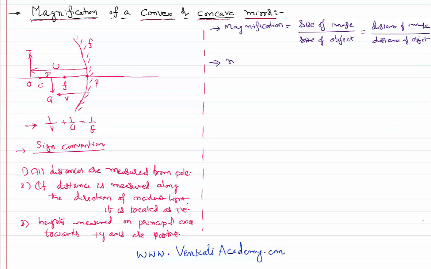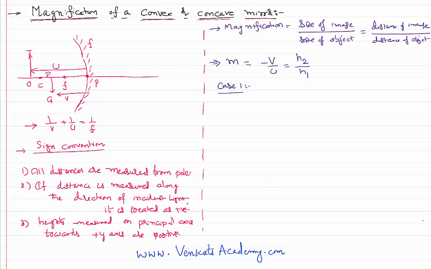So if you write a little carefully, magnification is minus v by u, that is height of the image by height of the object, where h2 I am treating as the height of the image, and h1 I am treating as the height of the object. I have applied a negative sign. Let us understand what's the meaning of that. Say for example, let us consider just a scenario. I will consider this scenario itself. There are different possibilities. Say case 1.